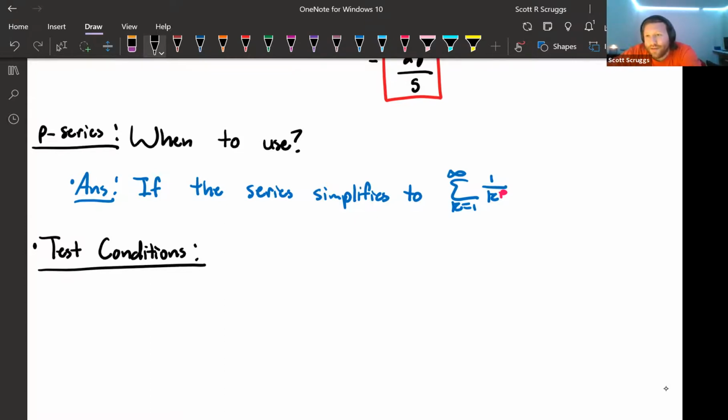With that said, let's go over to test conditions. And the test conditions for this guy is solely dependent on what that exponent p is. If that exponent is less than or equal to 1, then the conclusion we got is that my series will diverge.